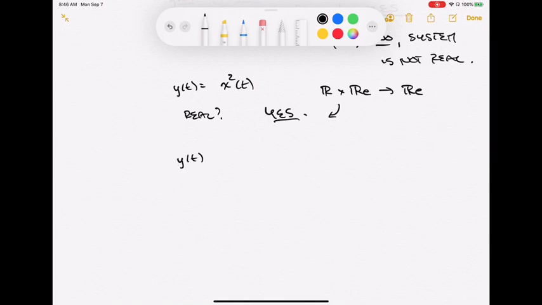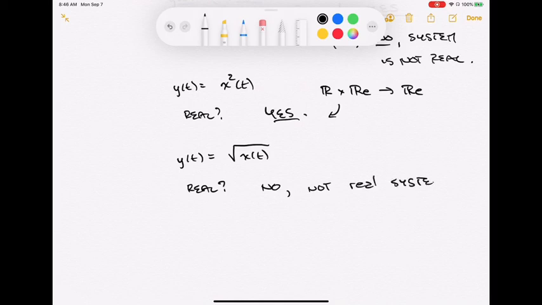y of t equaling the square root of x of t. So instead of squaring the function, I take the square root. We could ask, is this system real? I don't see any j's in this or anything like that, but I do know that if I take the square root of a negative number, and a negative number is still a real input, I would get an imaginary output. I'd get something that was complex. So no, it is not a real system.